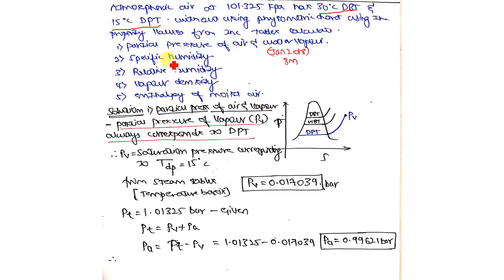Now, without using the psychrometric chart, you are not supposed to use the psychrometric chart, the property values for the table can be calculated. These are the things you need to calculate: the partial pressure of air and water vapor, which are PA and PV. You need to calculate the specific humidity. You need to calculate the relative humidity.